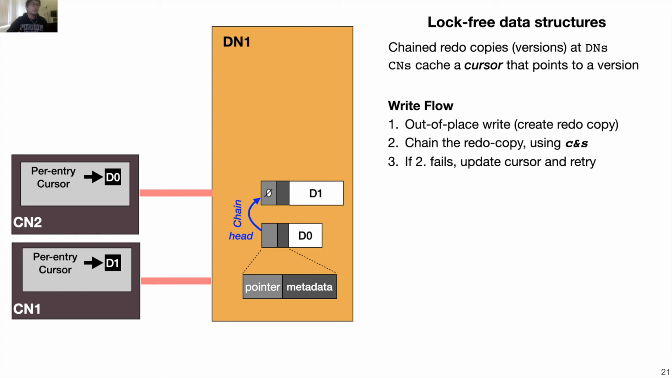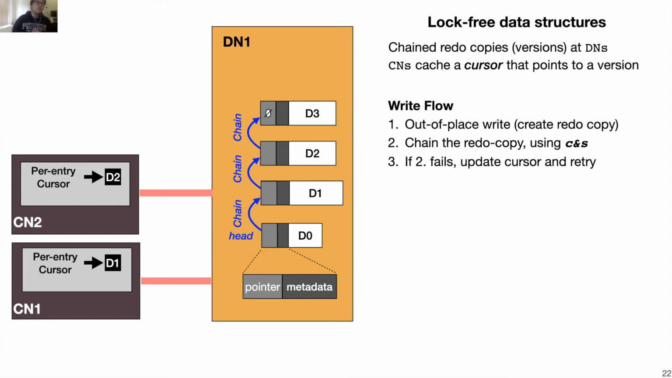Now assume CN2 also wants to perform a key write. Similarly, it will do an out-of-place write to D2. But the cursor at CN2 still points to D0, so CN2 still thinks D0 is the latest. So CN2 will try to link D2 onto D0. But this would fail since D0 is not the latest anymore. After this failure, CN2 will know that the latest is now D1. So it will try another compare and swap to link D2 onto D1. Similarly, CN1 writes another D3.